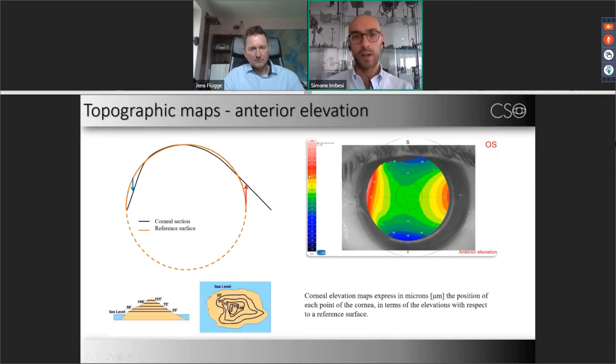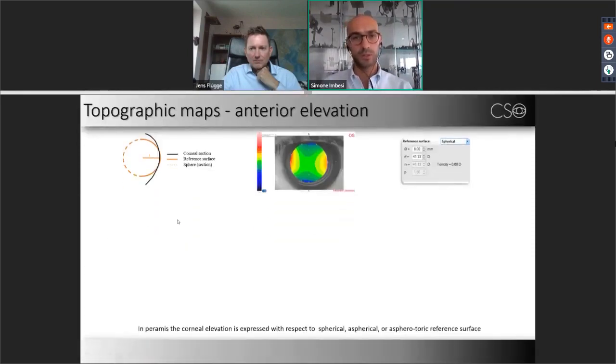The differences in terms of height are reported in our color-coded map this way. When the cornea stays over our reference surface, the map is colored with warm colors, and when the opposite happens, the map is colored with cold colors.